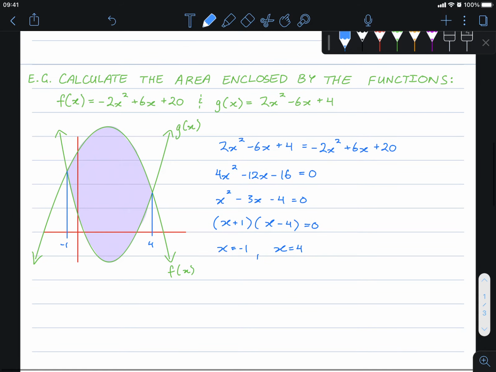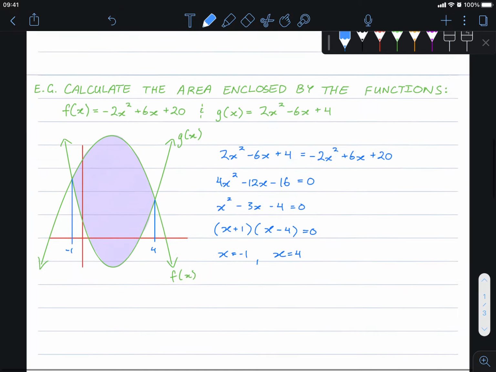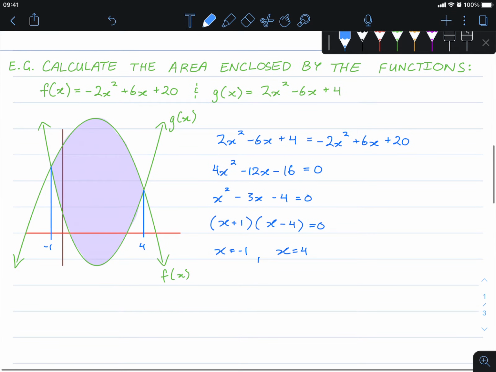Now, be very mindful, I deliberately labeled the g of x and f of x. Just visually seeing it, you can see that g of x is on the bottom, whereas f of x is on top. So I hope you understand it doesn't really matter if it's g or f, so long as it's the top integral minus the bottom integral.